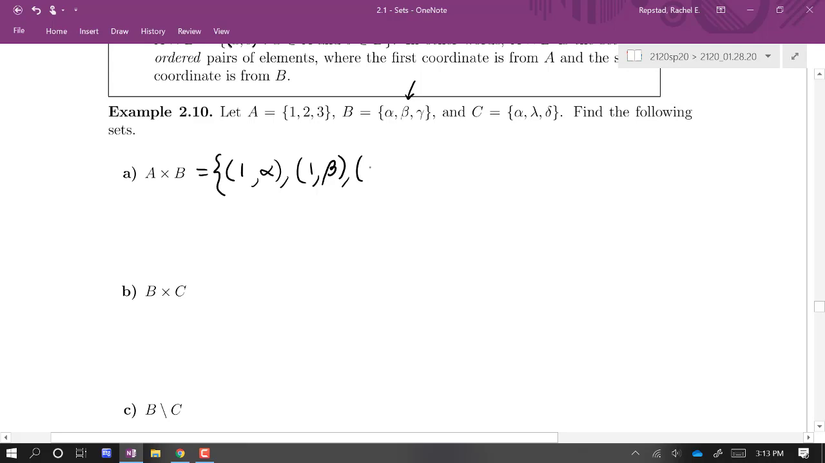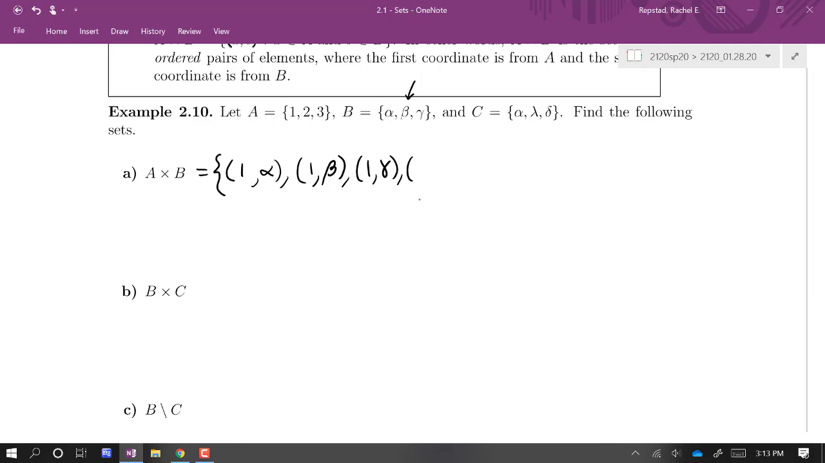What else? 1, I don't know what that symbol is. It's a gamma. That's gamma? Yeah. It would have to be 1 gamma. What else do we get? 1 delta? No, that's in C. That one's in C, yeah.